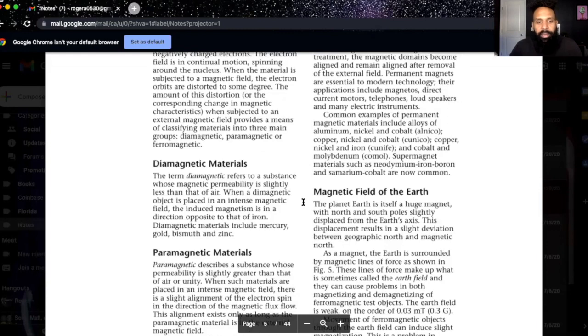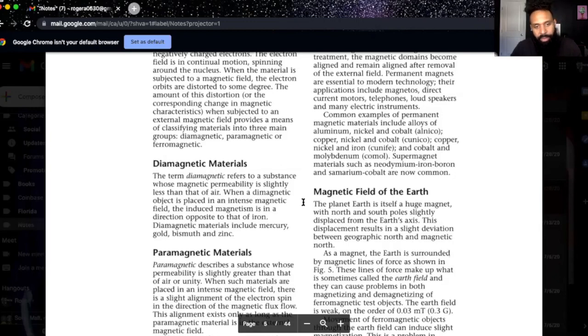The term diamagnetic refers to a substance whose magnetic permeability is slightly less than that of air. When a diamagnetic object is placed in an intense magnetic field, the induced magnetism is in a direction opposite to that of iron. Diamagnetic materials include mercury, gold, bismuth, and zinc.